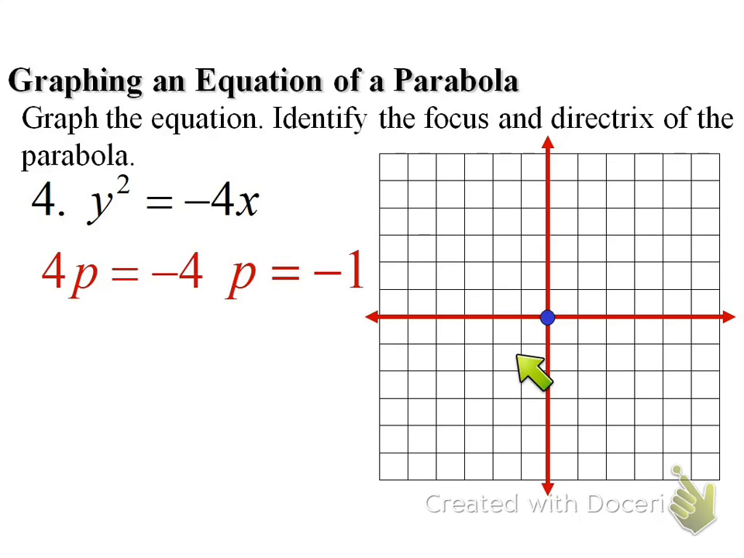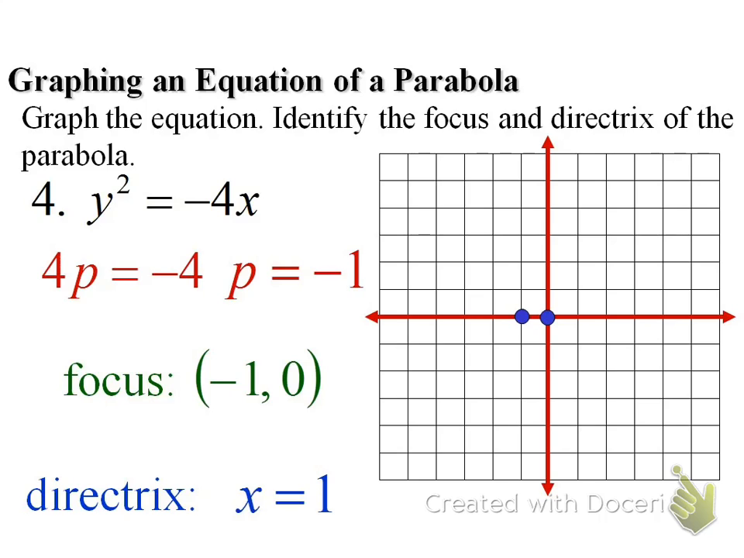So in order for this to open left, my focus needs to be to the left. That's the point negative 1, 0. My directrix is going to be a vertical line in this case. It's going to be 1 unit in the other direction. So that is the line x equals positive 1. And then you can draw it in.